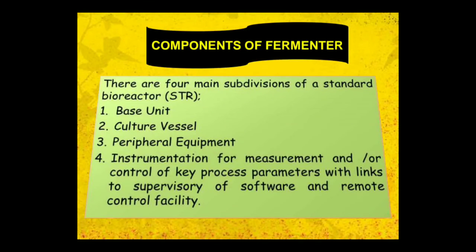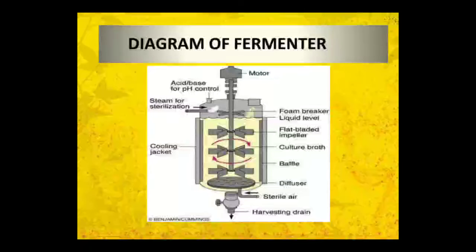What are the different components of a fermenter? There are four main subdivisions of a standard bioreactor or fermenter. Those are the base unit, the culture vessel, the peripheral equipment and the instrumentation for measurement and control of key process parameters with links to supervisory software and remote control facility. We will study in detail about the functions of the fermenter and the different types of fermenters available in the upcoming slides. This is the detailed diagram of a fermenter.